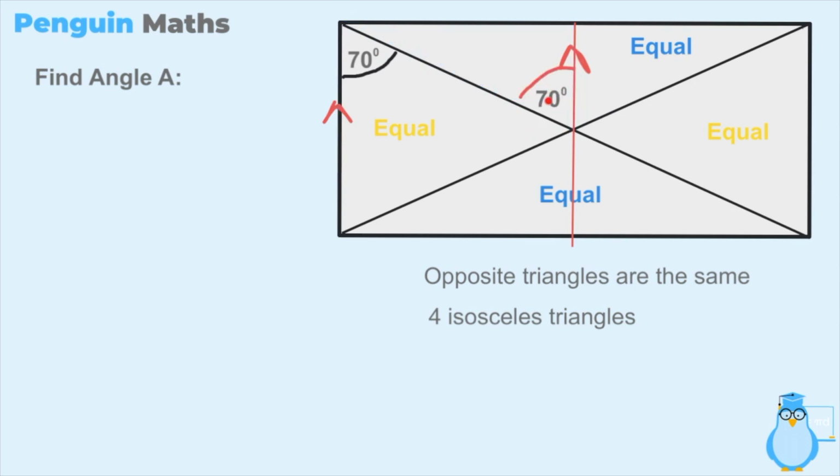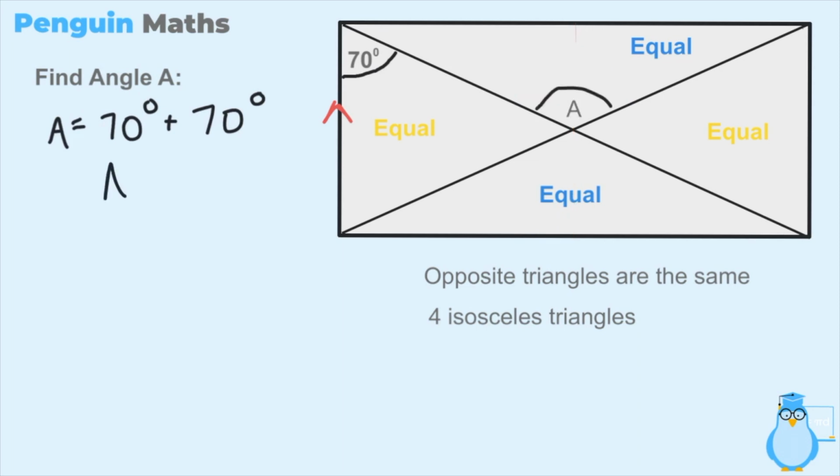And because we know this angle is equal to 70 degrees and that the red line that we've drawn runs directly through the middle of the triangle, then this angle here on the opposite side must also be equal to 70 degrees. And therefore, because we know that angle A lies where both of the 70 degrees angles are, we can say that angle A is equal to 70 degrees plus 70 degrees. Therefore, angle A is equal to 140 degrees. So that's just another way of proving what the value of angle A is.